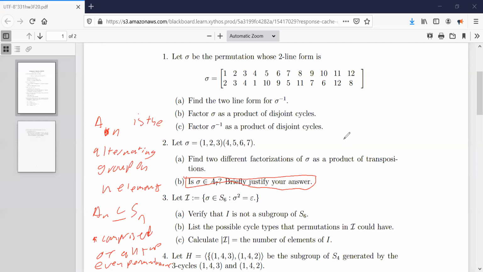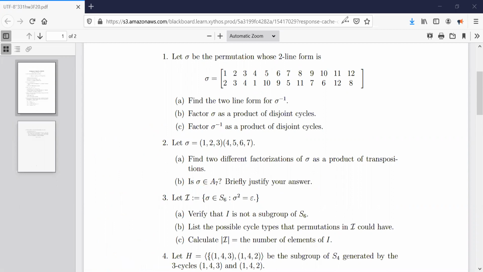So is this guy in A7? Can it be written in terms of even permutations? So that is your answer. We've just said it cannot.